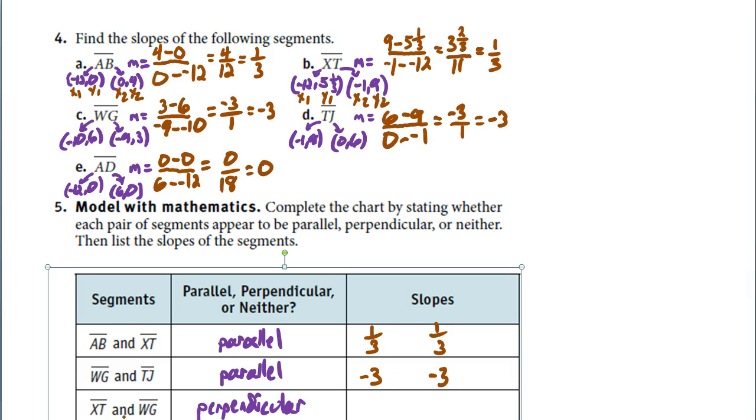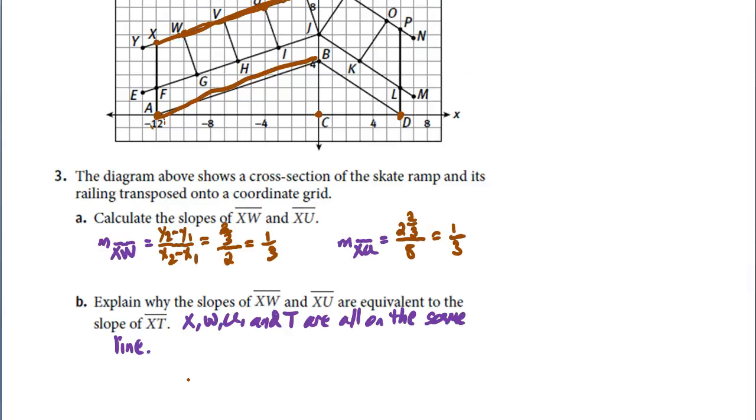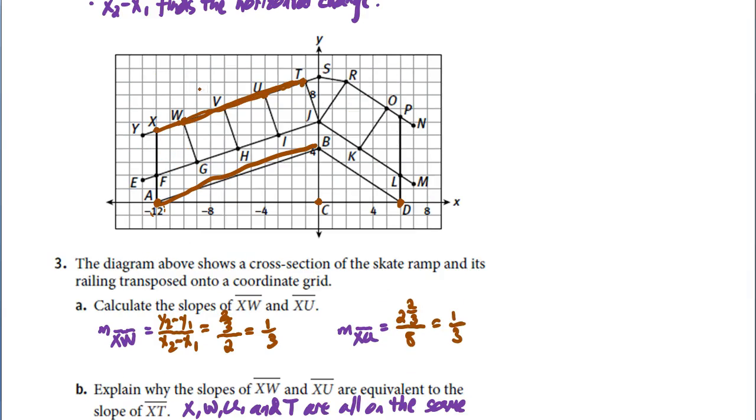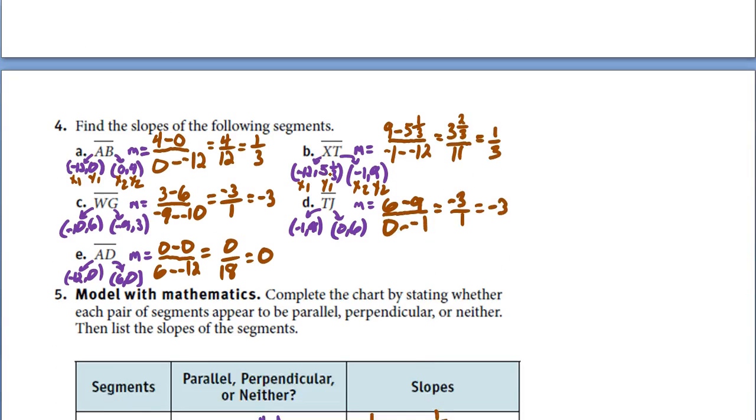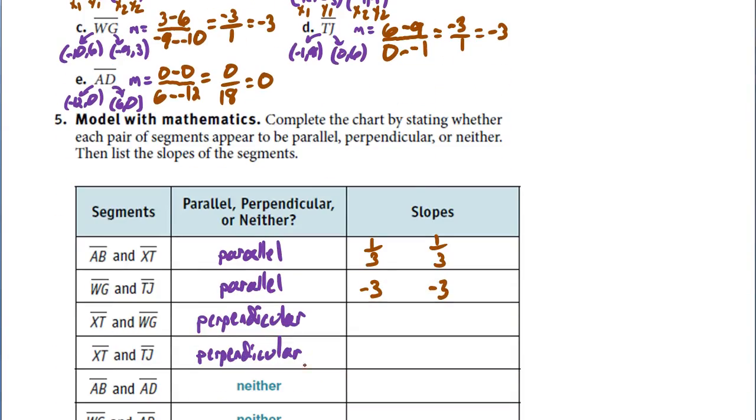Okay, segment XT and segment WG. XT was this top brown line, and WG is this one. That looks like a 90-degree angle. So in the chart, I have filled in the word perpendicular. Now it asks us for their slopes.